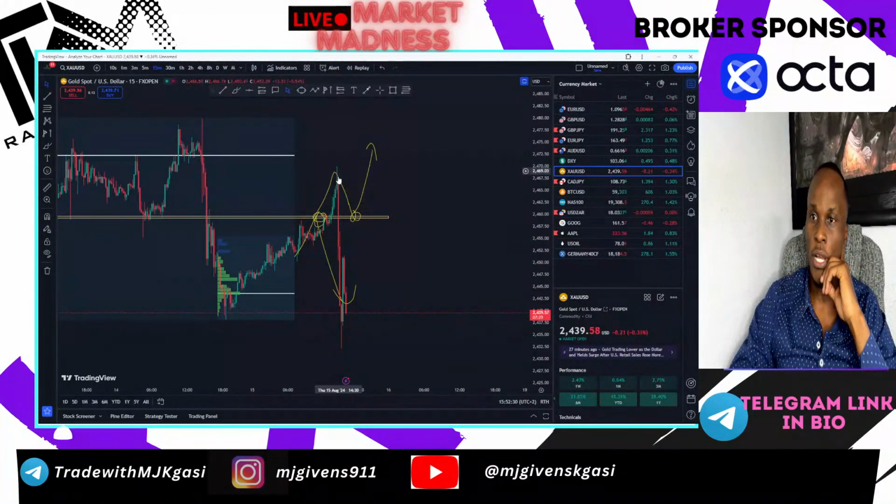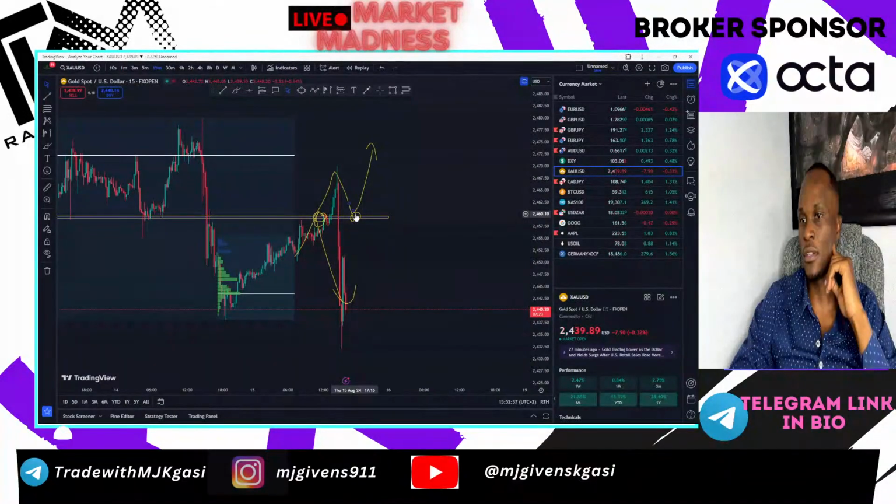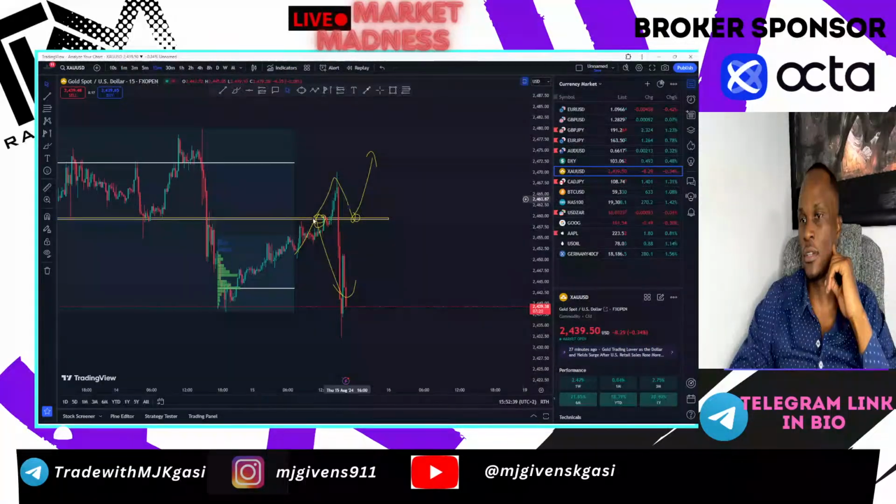As you see, it went up just before the news. We wanted the retest around the same level, 2,460 something. From there, we're going to take a buy from there.